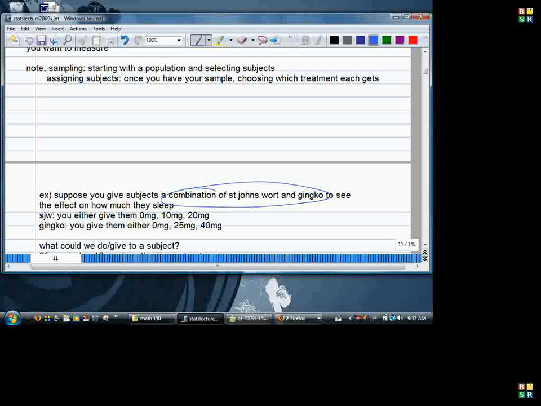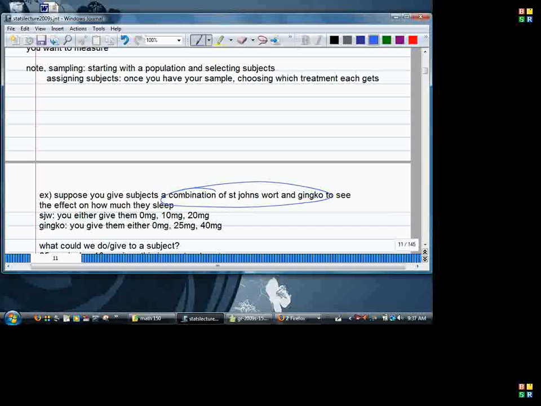I hope you pay more attention when you go to your doctor and he gives you pills. Right. 10 milligrams of St. John's wort and 25 milligrams of the ginkgo. That's one possibility. What's another possibility? 20 milligrams of St. John's wort and... Okay, what's another possibility? Absolutely. Okay. So these are all possibilities.